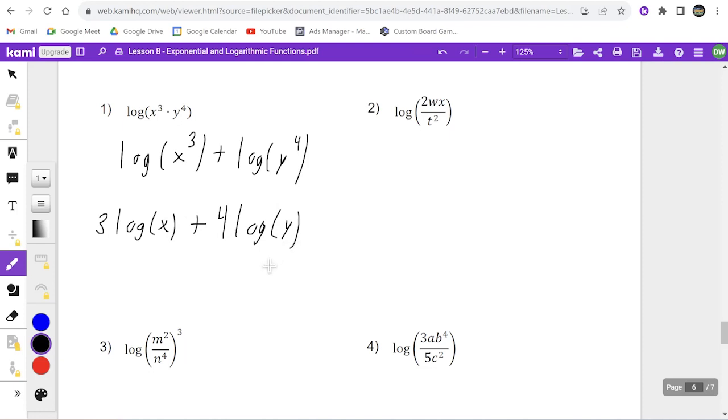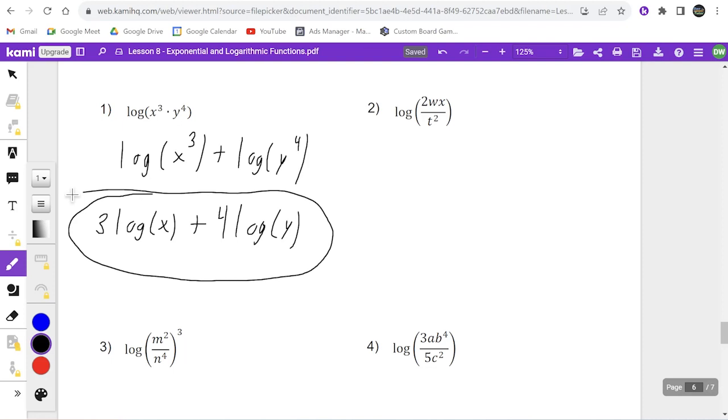You'll notice all of the logs I've done recently have not had a base. Because I don't have a base, it doesn't mean base 0, it means base 10. And again, I don't care about that because I'm just rewriting it. But that's why I'm missing the base. It's because the base is 10.